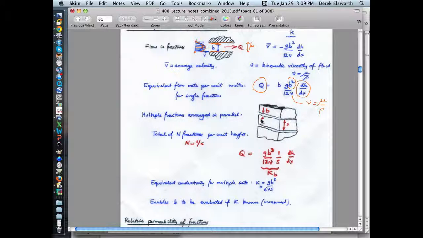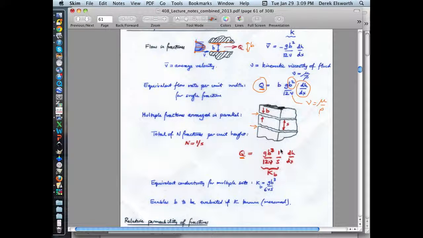In the same way as we did before, if we know the amount of flow that occurs in one of these fractures, we could take a whole bunch of these fractures that are separated by some length and sum up their effect to get the total flow, not due to one fracture, but due to a whole number of fractures.